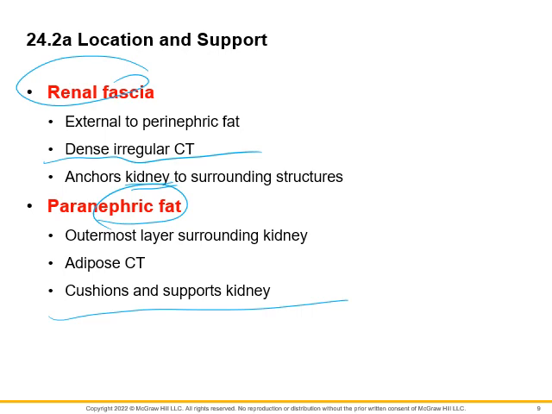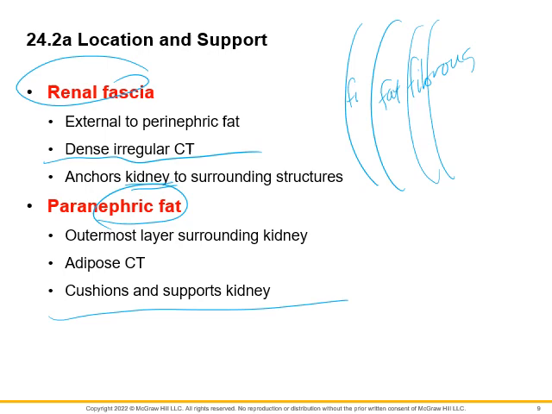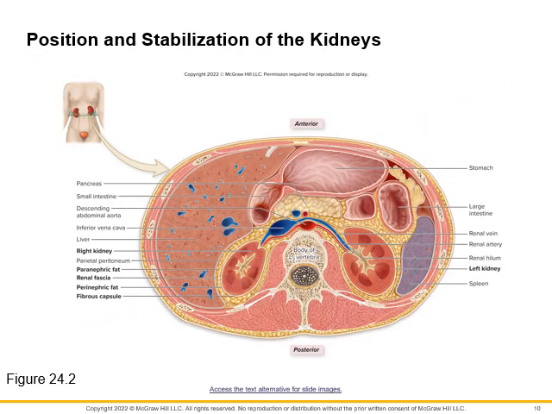So basically, you're going to have a fibrous layer, then a fat layer, then a fibrous layer, and then a fat layer. So several layers of connective tissue for anchoring, and then several layers of fat that are going to help cushion and support the kidneys. And this image here is just showing you the fat surrounding each of the kidneys and the renal fascia and the fibrous capsule.